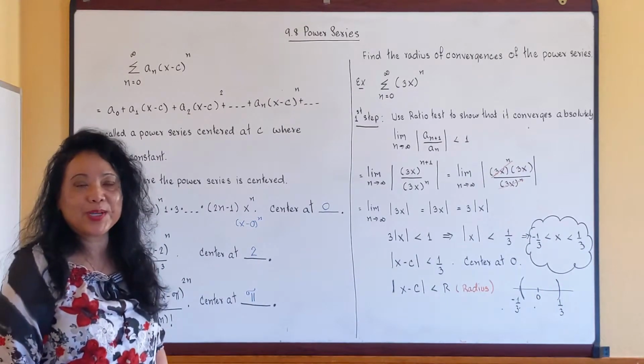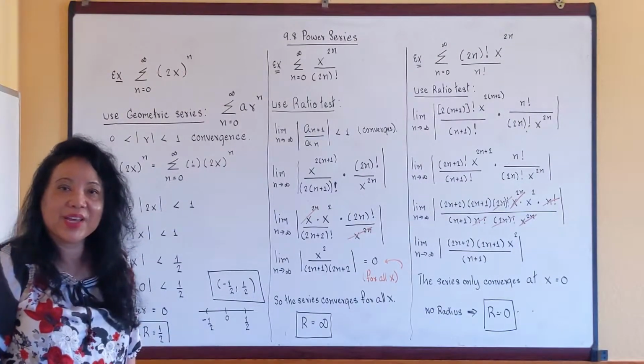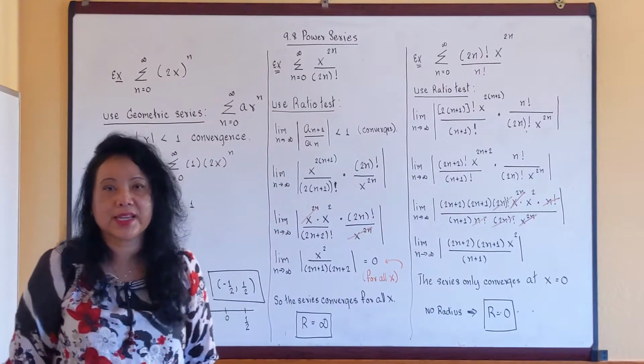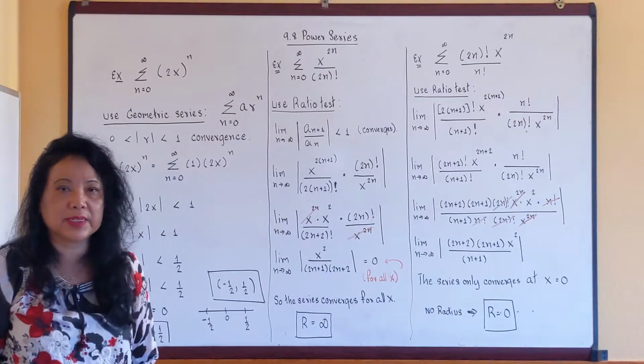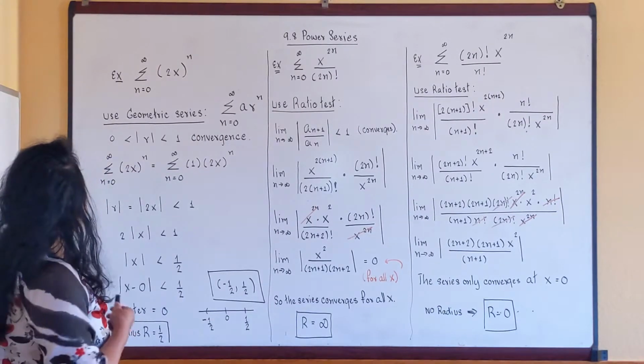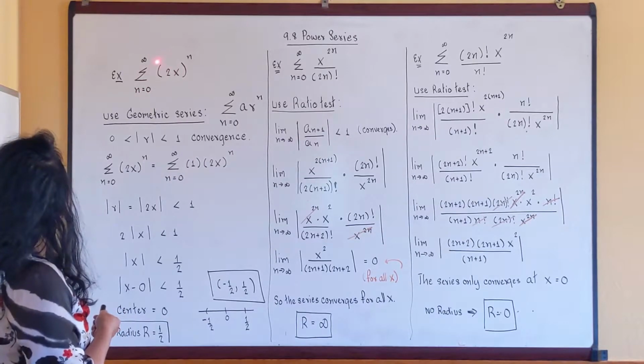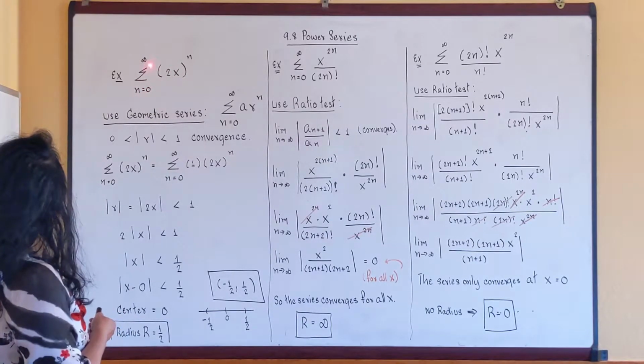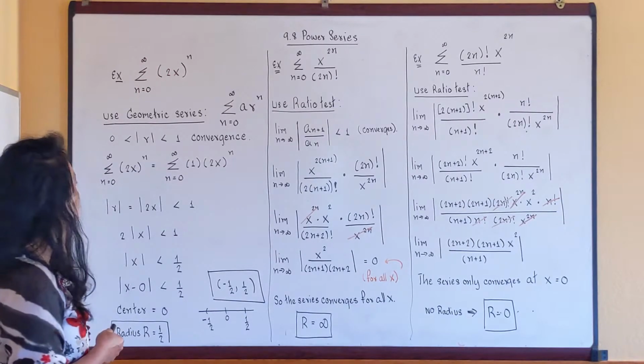All right, let's look at more examples. Hi everyone, let's look at more examples. I just want to show you different techniques and different tests that we can apply. All right, look at this example. I have sigma n equals 0 to infinity of 2x quantity to the n.